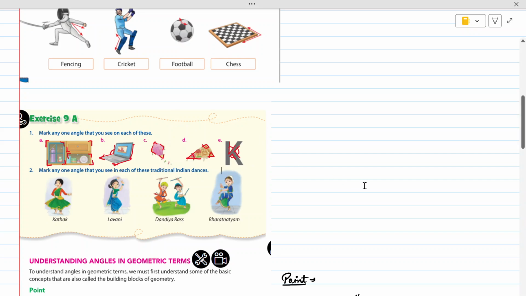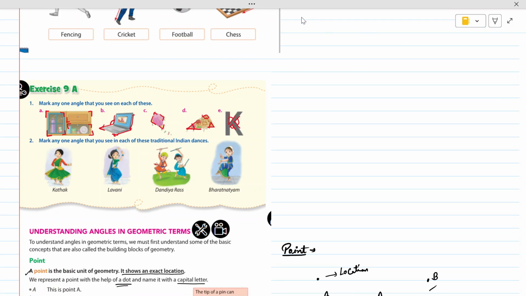Now in question number 2, mark any one angle that you see in each of these traditional Indian dances. So again we have to do the same thing, we have to mark the angles. I'm taking black color here. This is one angle in this Kathak position. In Lavani, we have this angle. In Dandiya, this is one angle, and this is another angle. Here, this was the angle, this is the angle, and in the last one, Bharatanatyam, this is the angle.